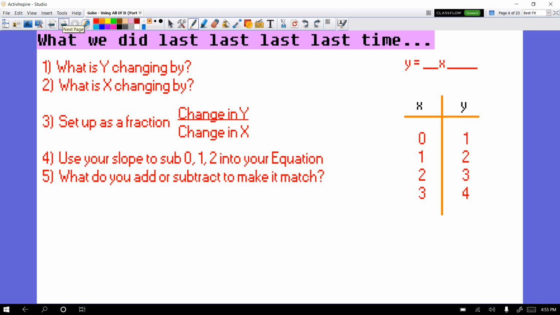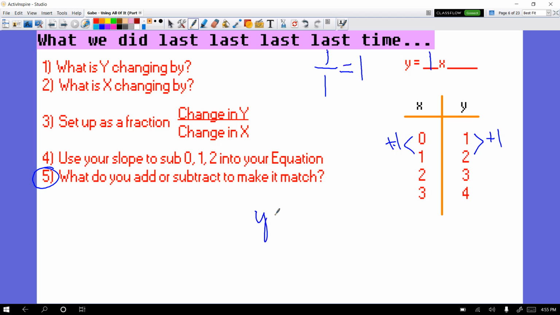Okay, so what we did last time is we went through these 5 steps, and this is where you had the problem. That's what we clarified. Everything else up to that point was fantastic. So you find out what your y is changing by. You find out what your x is changing by. There's your rise and your run. Okay, so you had 1 over 1, and we can always simplify. That equals 1. So we have 1x.